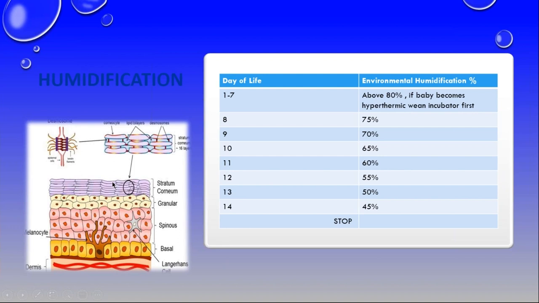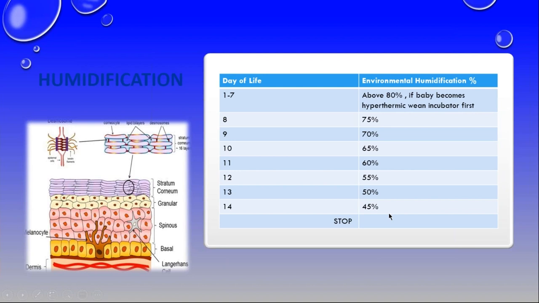So how do we use humidity? For the first 7 days, we try and run the humidity at 80 or above. And if the baby becomes hypothermic, you wean the temperature, not the humidity, in a hybrid incubator. Then on day 8, we start slowly reducing the humidification. So we go from 80 to 75 to 70 to 65, and we slowly bring it down. On day 14, it's at 45.